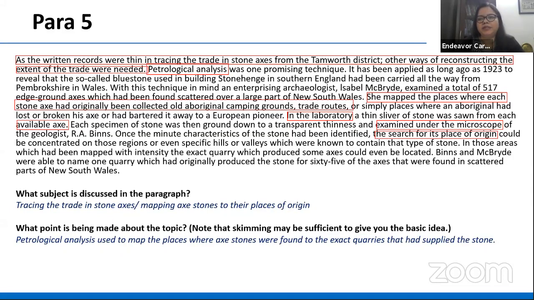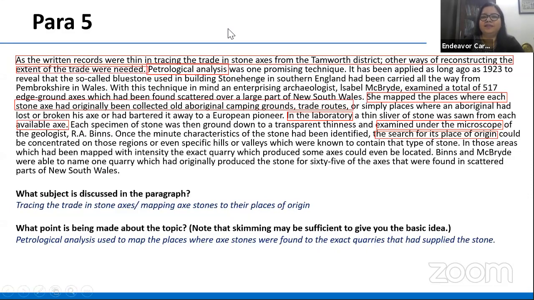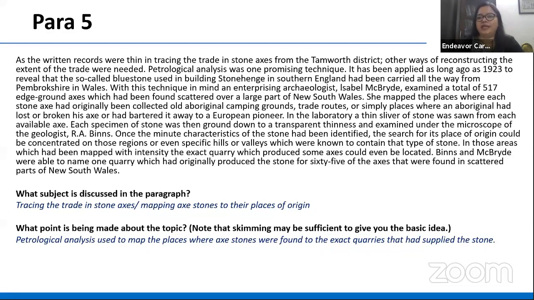What point about this subject is being made? We've used a scientific technique, and that is petrological analysis, to map the places where the axe stones were found to the exact quarries that had supplied the stone. Why is this being done? If I ask you the question, why is this being done? The first line gave you clarity. The written records were thin, and therefore we wanted better evidence to reconstruct the whole thing.